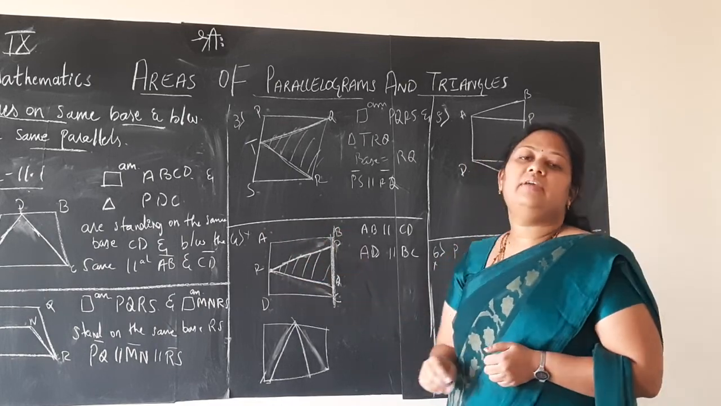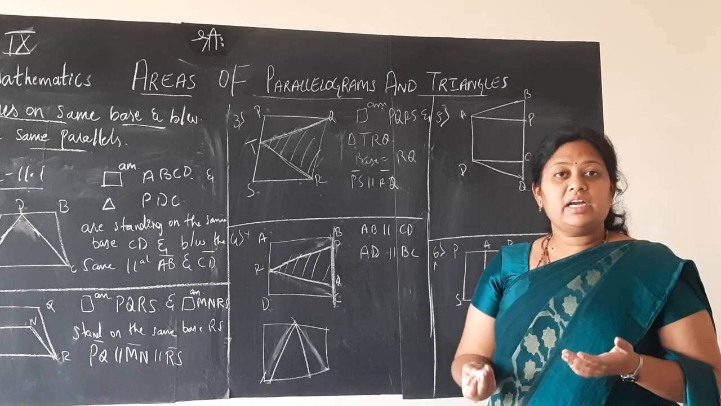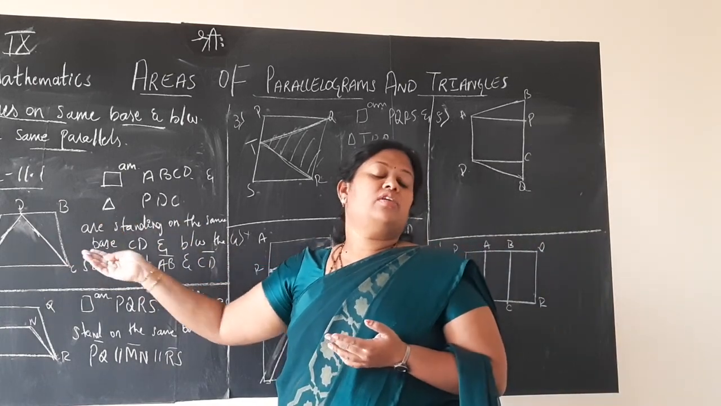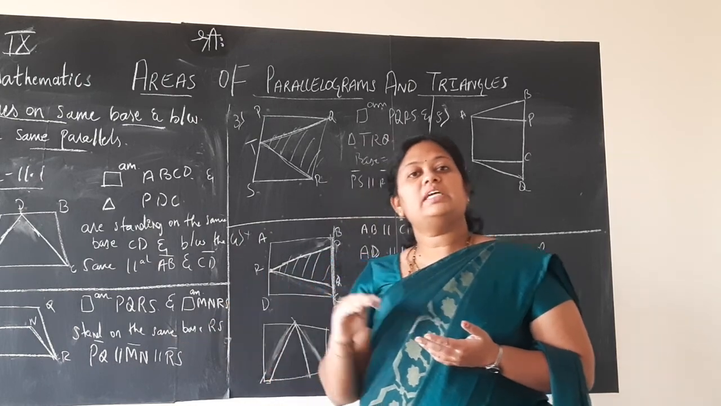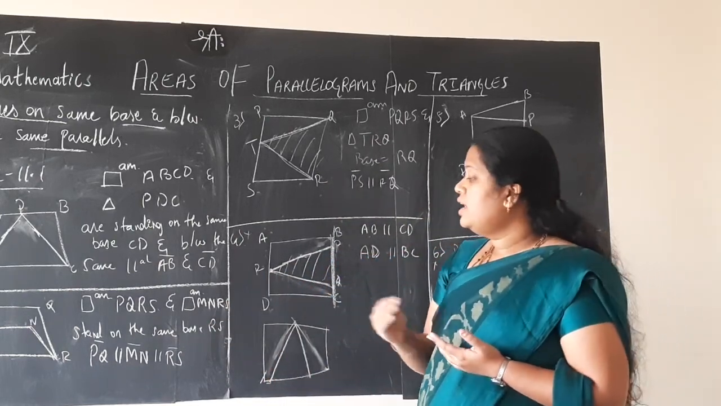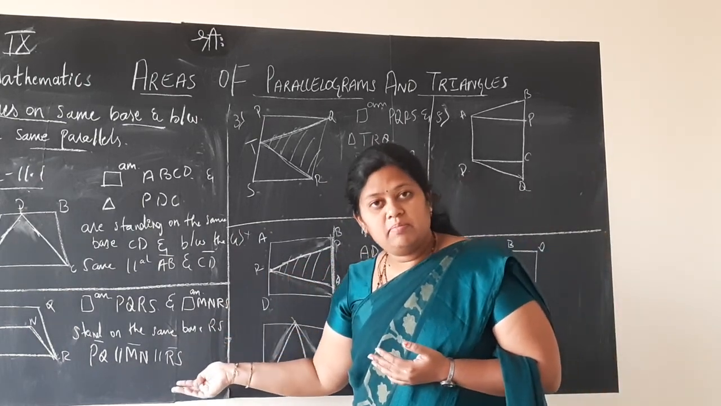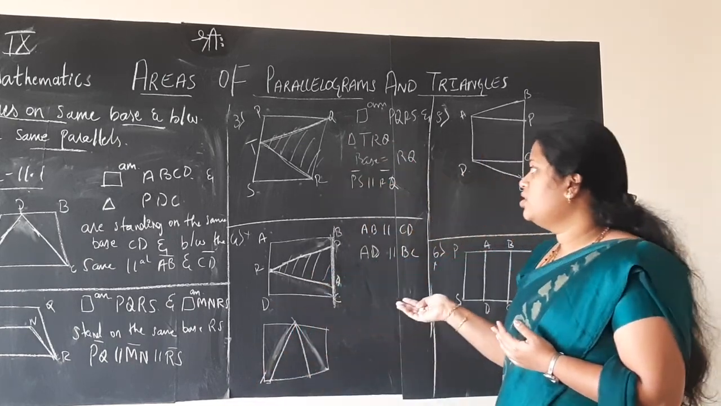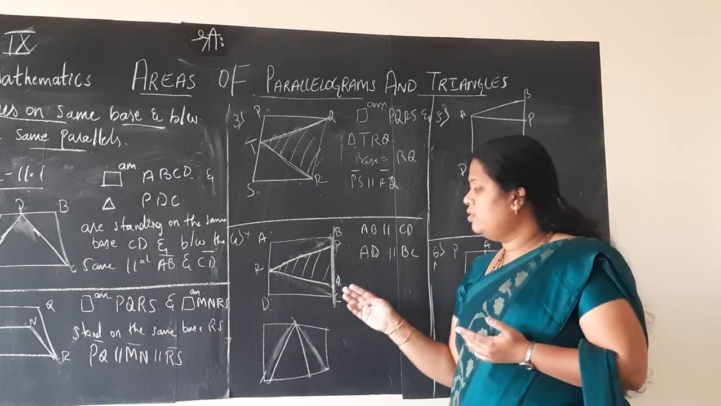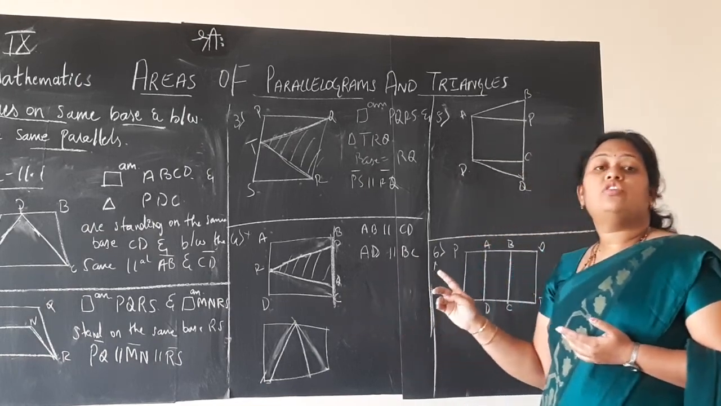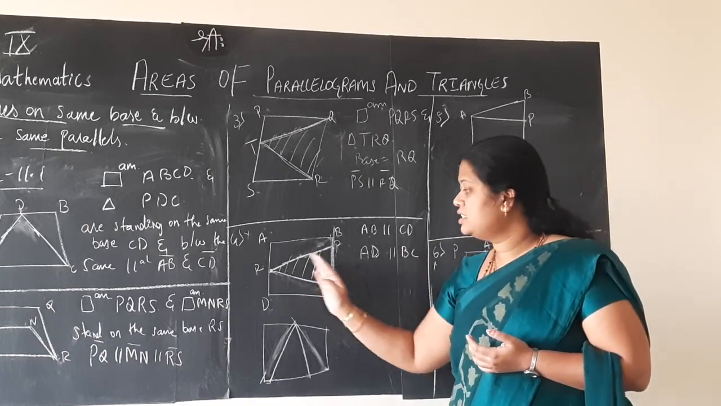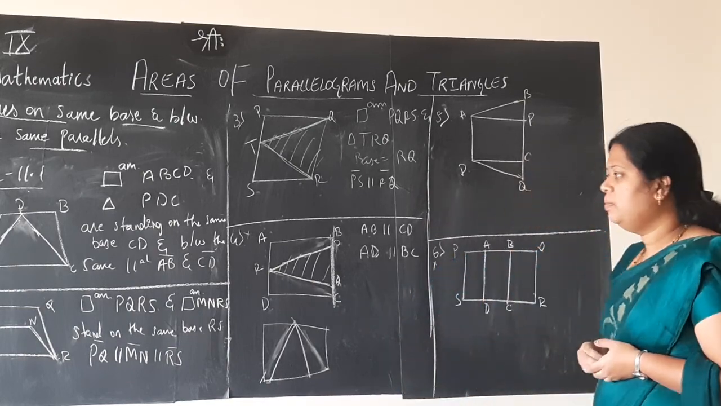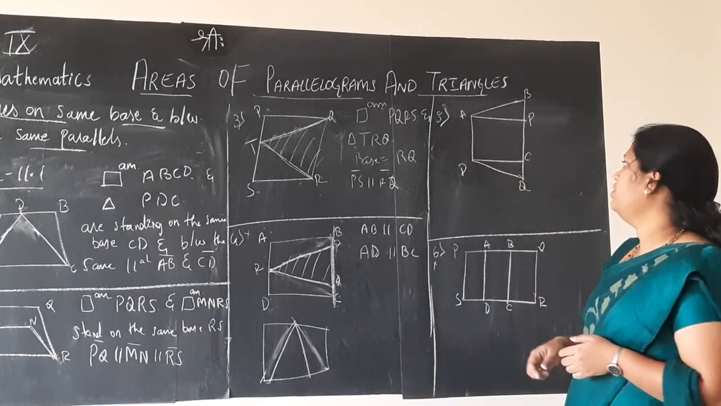AD and BC. So we have come across figures where the two figures are lying on the same base and between the same parallels, and sometimes they are lying on the same base but not between the same parallels. Again we have come across one more example which is not lying on the same base but is lying between the same two parallels. All the possibilities will be there. You should carefully observe the figure.